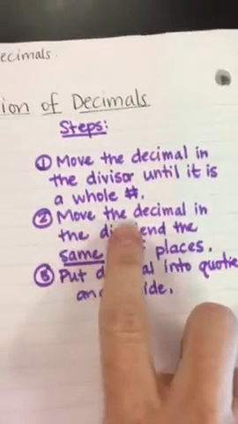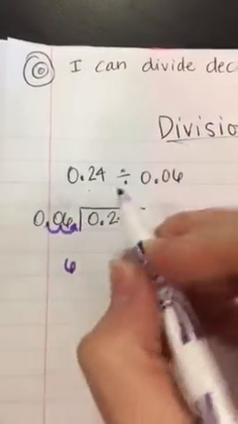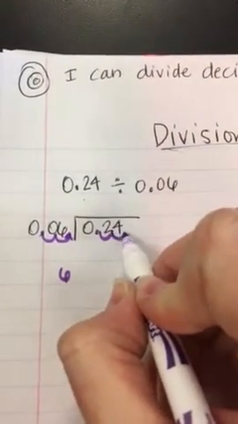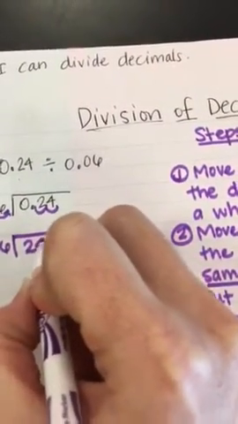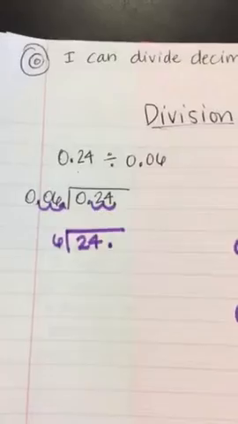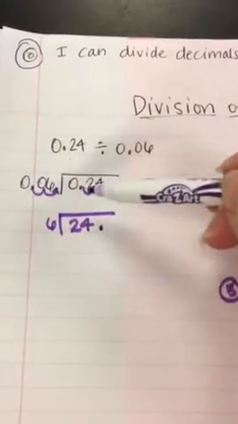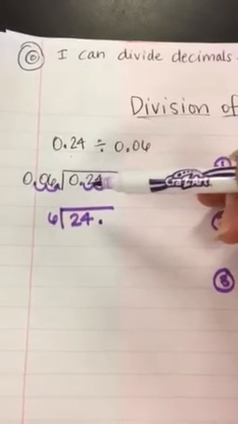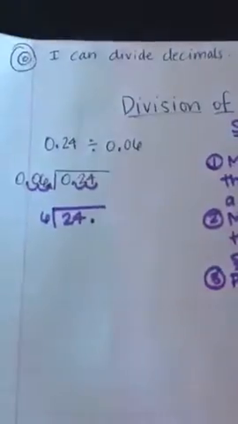So step 2 says you move the decimal in the dividend the same number of places. I moved this one 2, so I need to move this one 2. So this is my new problem. Notice that I took off the 0 here and I took off these zeros. Those are placeholders now. We don't really write lead zeros, and so it's pointless to put those in because I can't divide with those.